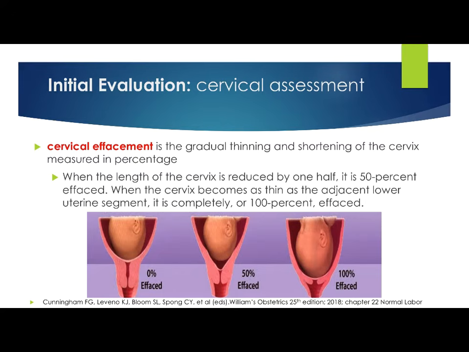Now, part of our initial evaluation for a patient in labor is to do cervical assessment, and there are many components for cervical assessment that includes determining cervical dilatation, effacement, cervical consistency, and position. So cervical effacement is the gradual thinning and shortening of the cervix that is measured in percentage. When the length of the cervix is reduced by 1/2, it is 50% effaced. Now, when the cervix becomes as thin as the adjacent lower uterine segment, it is completely, or what we call 100% effaced.